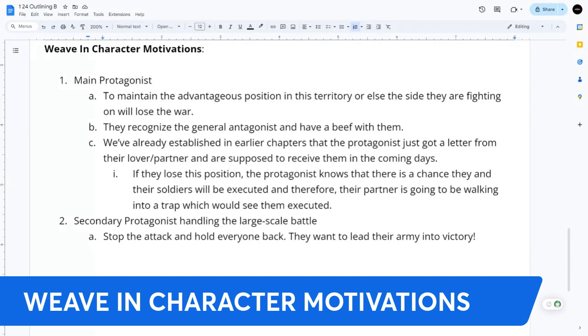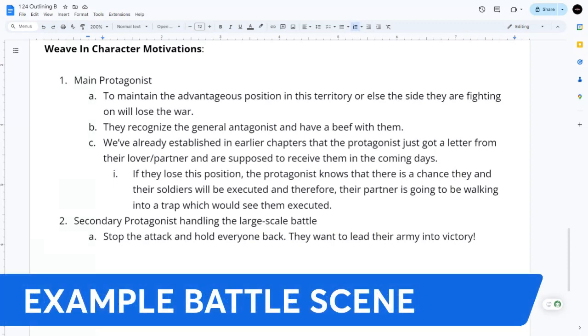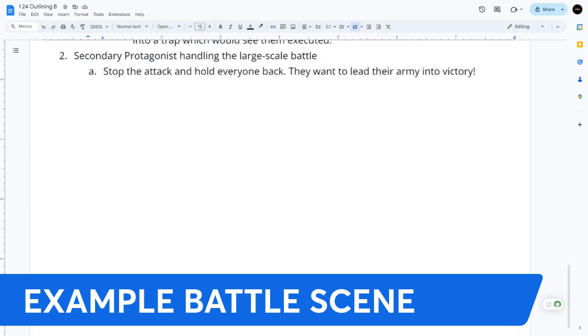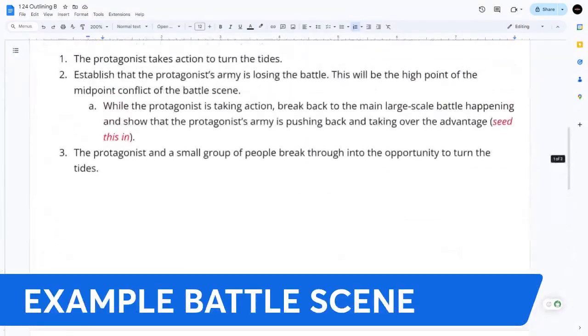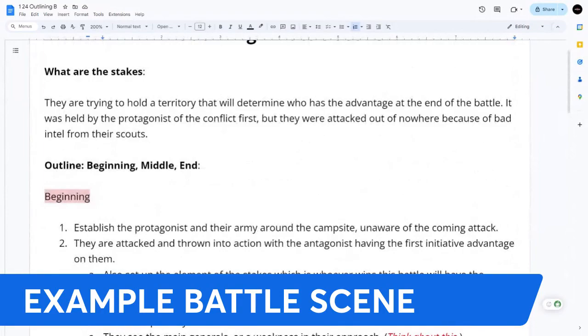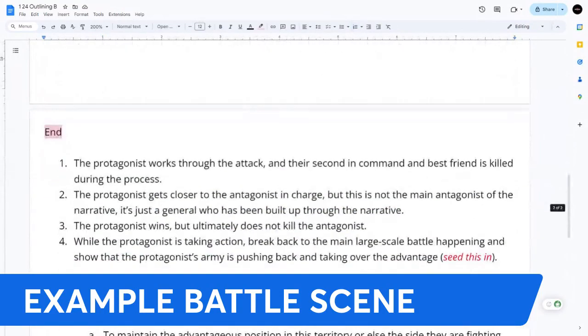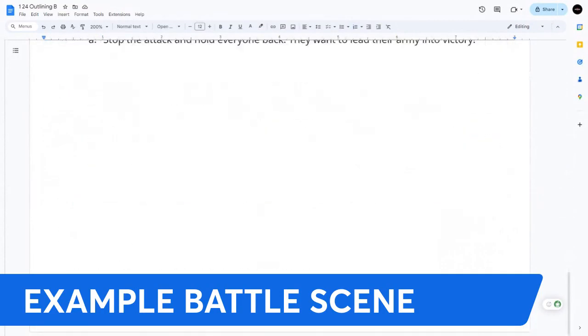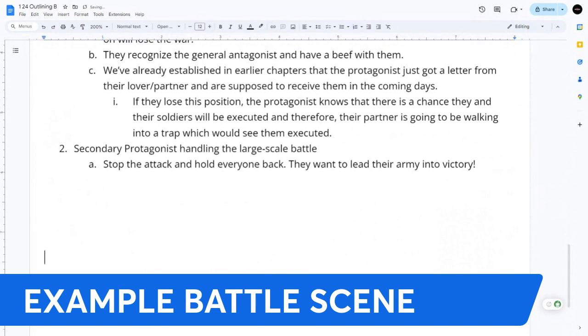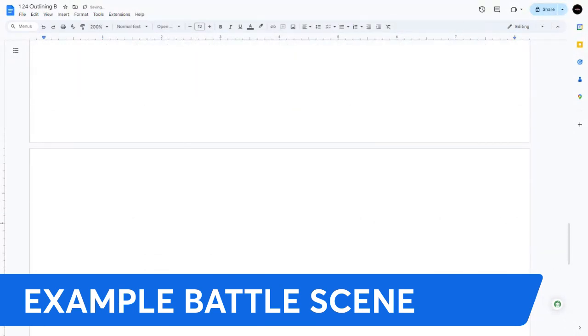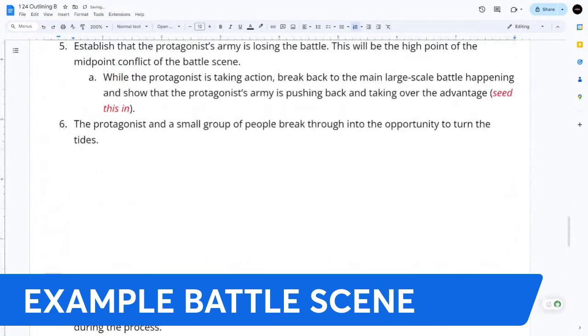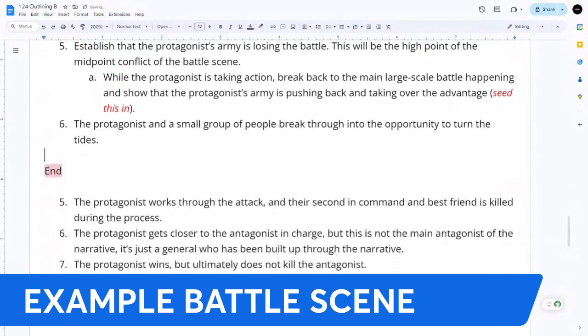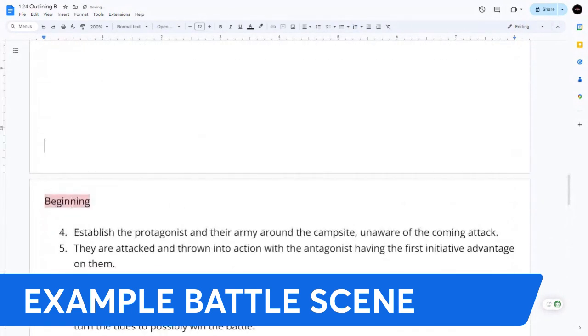Example battle scene for you and for me. You want to do it? Boom. There you go. All right. Let's write a battle. Okay. Let's go back up here. I like to take my notes. I took my notes. So how does Thomas do it? I'm about to show you.